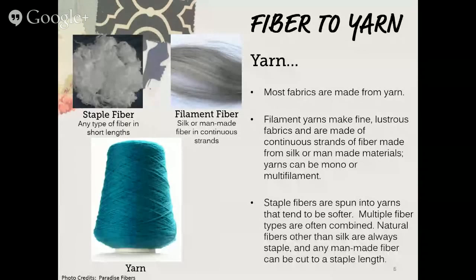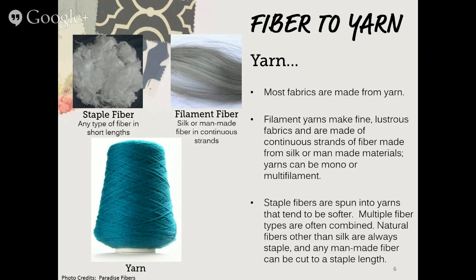Okay, so now we've talked about our main fiber categories. And now we're going to talk about the next step, which is how do we get that fiber into a fabric? And most commonly, it's by making it into a yarn. So most natural fibers are staple, meaning that they're fixed length, usually 1 to 3 inches long. And the exception to that is silk, which actually comes out as a filament, which is a continuous strand of fiber.